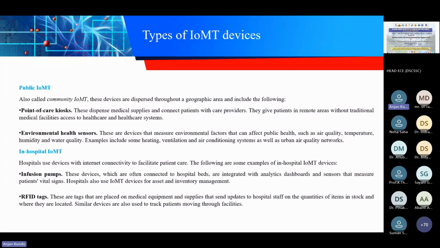Now comes the public IoT. Public IoT means the IoT devices will be dispersed throughout a geographic area. For example, a point of care kiosk. If the health center is not within reach of the patient, then in remote areas we can create a point of care kiosk where the patient will visit, submit the data, and it will be analyzed by doctors who are present remotely. So doctors will not be at the point of care. There will be some devices.